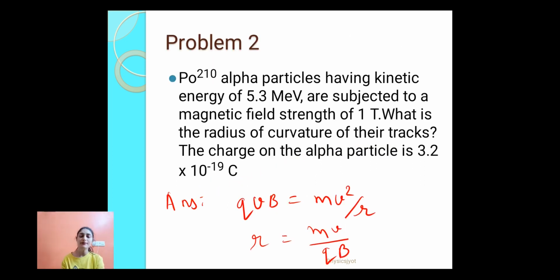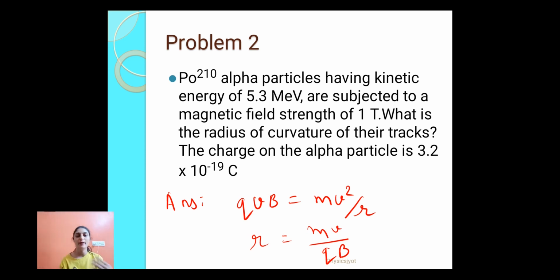Let us take the second problem. Po-210 alpha particles having kinetic energy of 5.3 MeV are subjected to a magnetic field strength of 1 Tesla. What is the radius of curvature of their tracks? The charge on the alpha particle is given. Now these kinds of numericals are mostly asked in competitive exams. That is why I am taking it.